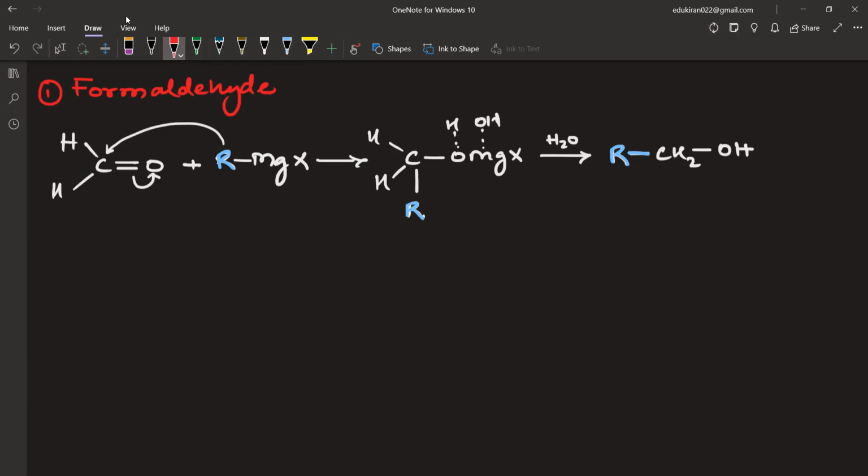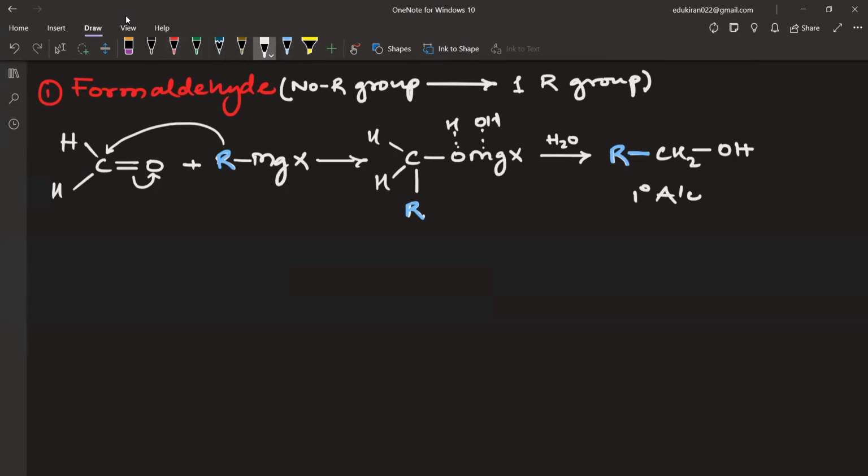Now, in formaldehyde, initially we don't have any R group. It leads to how much R group? One R group. Okay, you start with 0, you get 1. This is primary alcohol. This is 1 degree alcohol. The second case. In the second case, you will have what? Any other aldehyde. Okay, all other aldehydes.